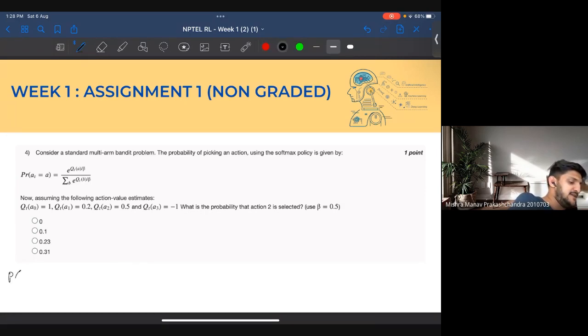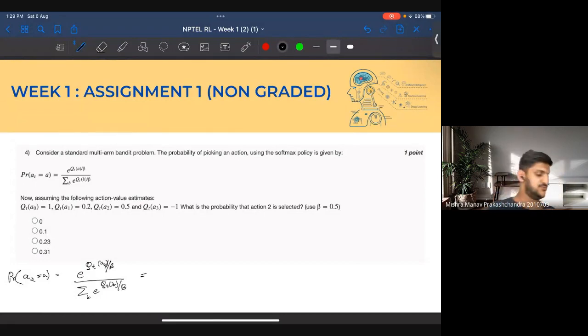You have probability of selecting A2. It's nothing but e to the power Q_t(A2) by beta, divided by the summation over A of e to the power Q_t(B) by beta. So if we take beta as 2, I get this 0.5.